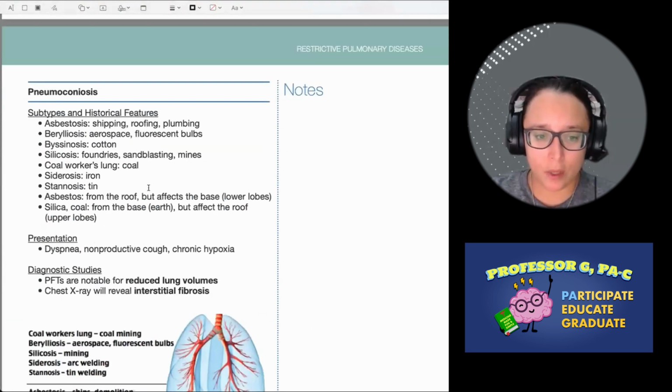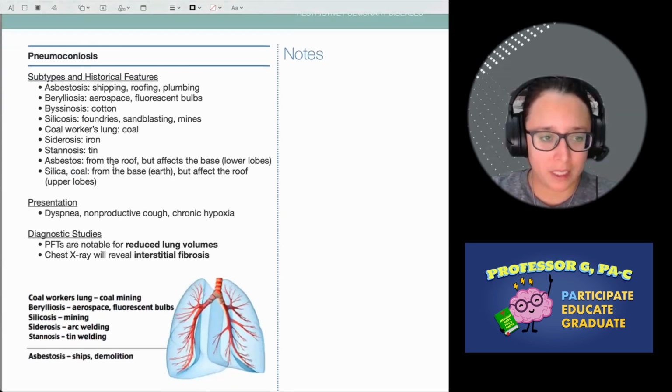All right, here's the quick hits. This is about how quick you need to know it. So I would know asbestosis for sure, and I would know where the x-ray findings are for asbestosis. Berylliosis, these are just the people that tend to have it, not as commonly tested. Byssinosis, not as commonly tested.